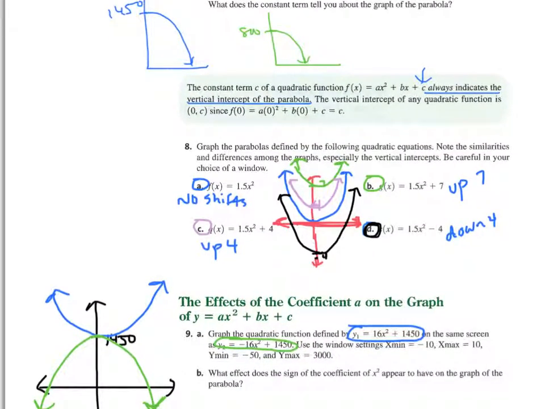Okay, so all of them are the same width parabola. They're all opening up, and you're going to see that that's because of the 1.5, that it's positive. And each one just has a different y-intercept. So I wrote next to each one that this one, the first one, doesn't shift at all up or down because there is no constant. B shifts up 7, and C shifts up 4, and D shifts down 4. So that all had to do with that c being moved around.